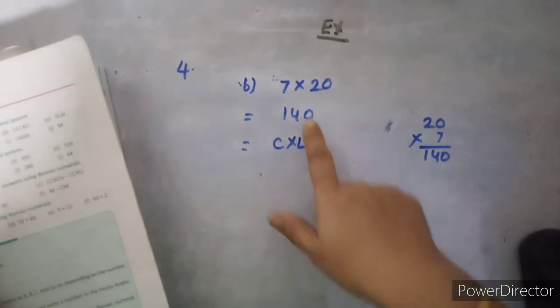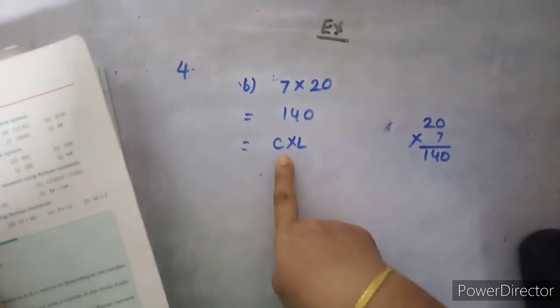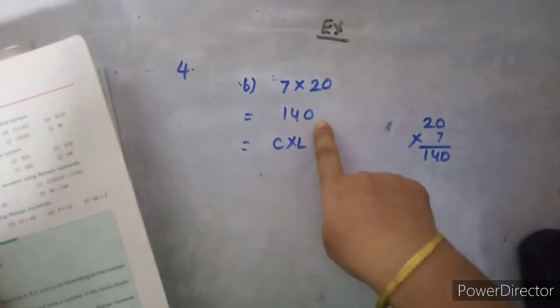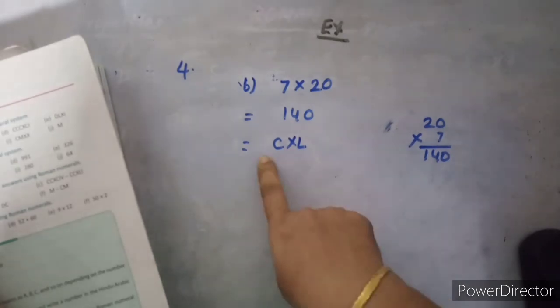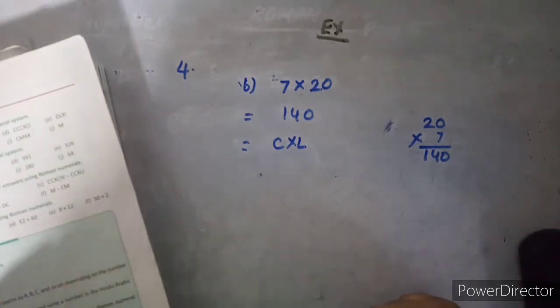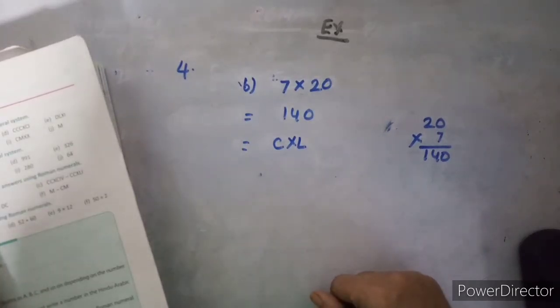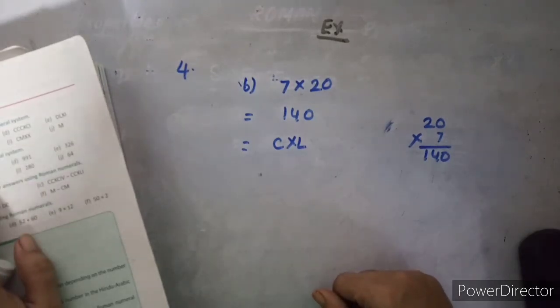Now see, 7 × 20 is 140. I have written 140 and converted it into Roman numerals. 100 is C, and 40 is 50 minus 10, so I have written it in Roman numerals. And the rest of the questions you will try, because everything has been explained to you and I have done all the exercises for you. This review exercise is your practice exercise, so do it, and some of them I have already told you, so just go through that and practice these Roman numerals properly. Thank you.